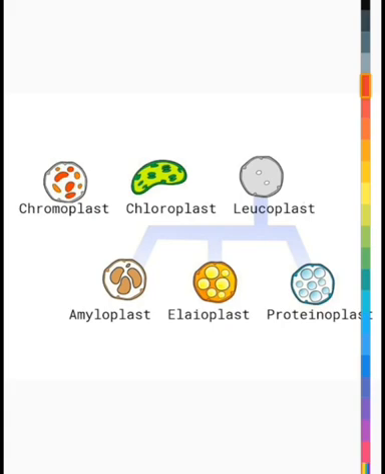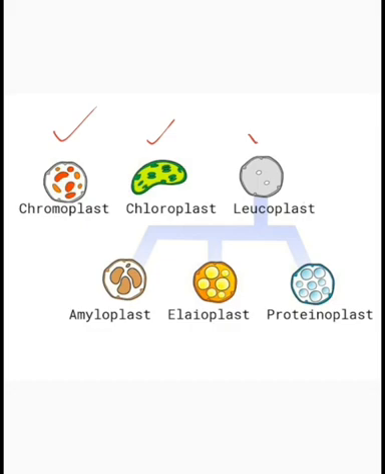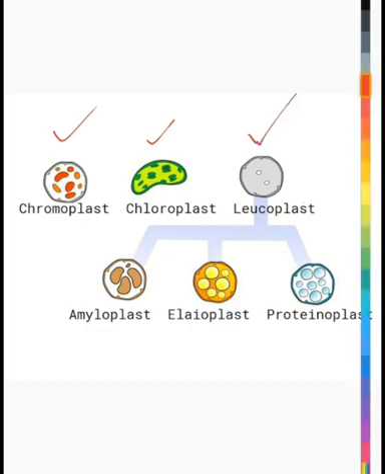Now we will discuss the types of leucoplast. We have discussed the structure and function of chloroplast, chromoplast, and leucoplast, and we know that leucoplast does not contain any pigment, and it is mainly found even in those areas of the plant where sunlight does not reach. As you can see, there are three types of leucoplast. First one is the amyloplast, next one is the elioplast, and the third one is the proteinoplast.